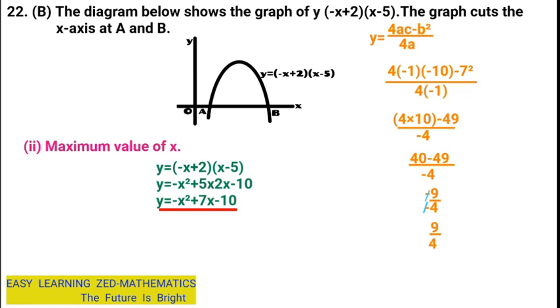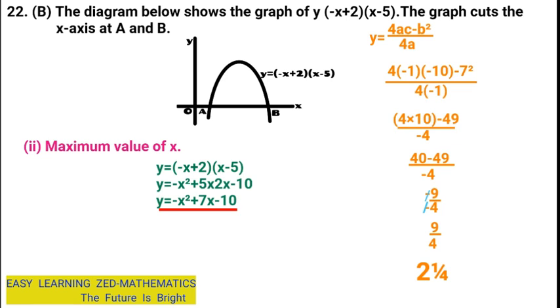But you can still go further and write it as a mixed fraction by dividing 9 by 4. So 4 into 9 will give us 2, then remainder 1, which will be 1 over 4. Okay, so you can even give the answer as a mixed fraction. So that is the maximum value of x in that graph.